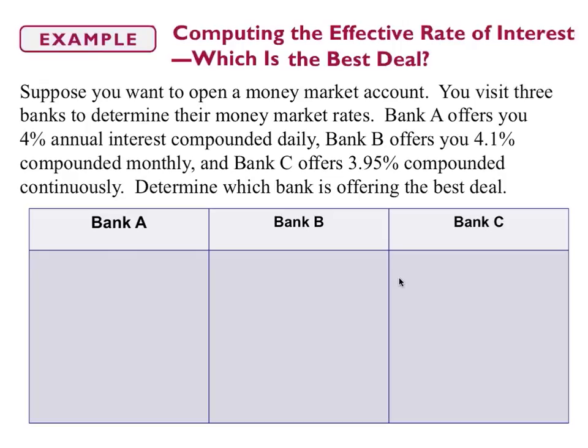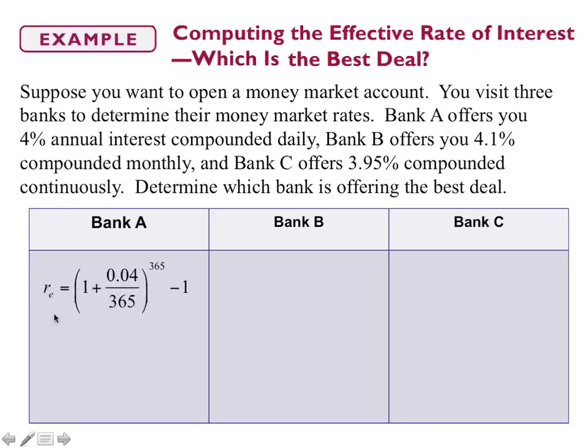Let's suppose you want to open a money market account. This is when the effective rate is most useful: when you're trying to compare different offers to see which one is actually better, because it's hard to tell based on just the interest rate when we have different types of compounding. Let's say you visit 3 different banks. Bank A offers you 4% annual interest compounded daily. Bank B offers a little bit higher interest rate, but it's only compounded monthly. And Bank C offers compounding continuously, but at an even lower rate.